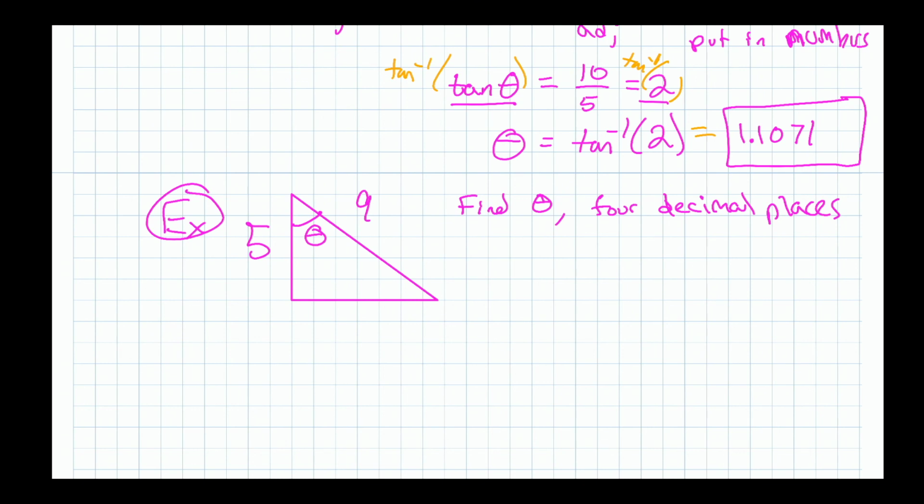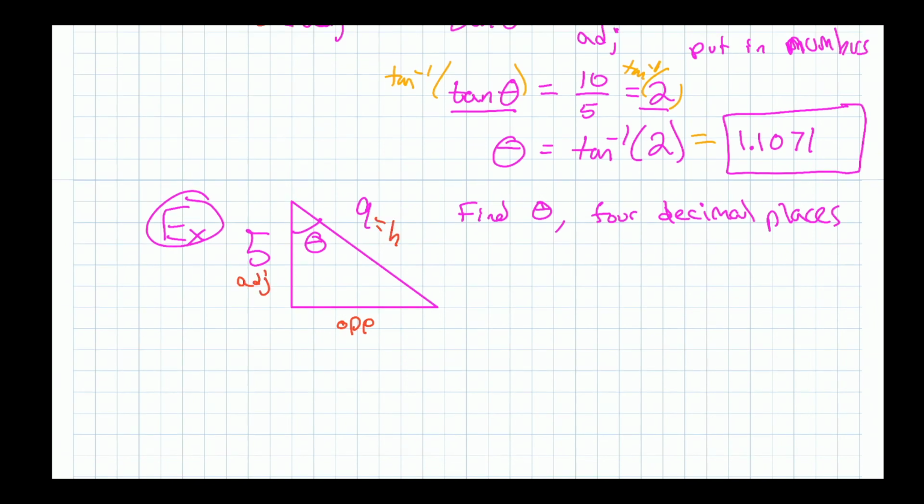Again, the hard part is identifying the sides of the triangle, right? Based on where theta is, this is the opposite side. Next to the theta is the 5, and the 9 is the hypotenuse. If you get confused, remember that the hypotenuse is always the longest side. Also, it's always opposite of the right angle. Okay, so that's my triangle.